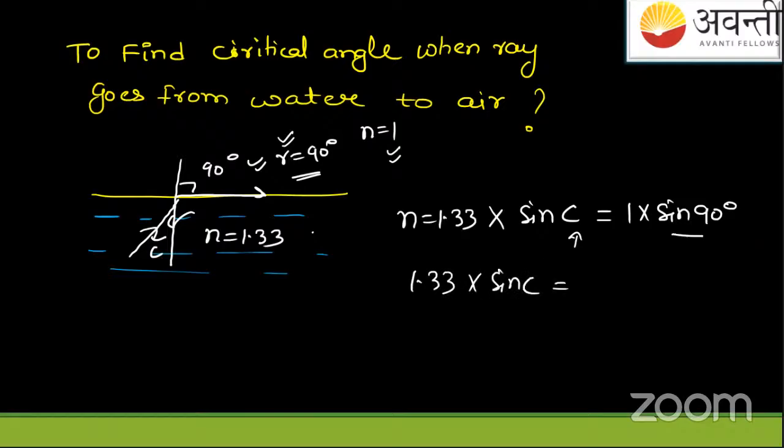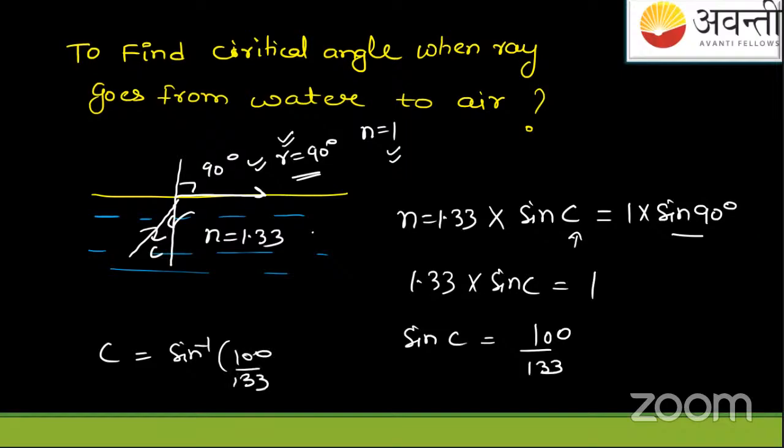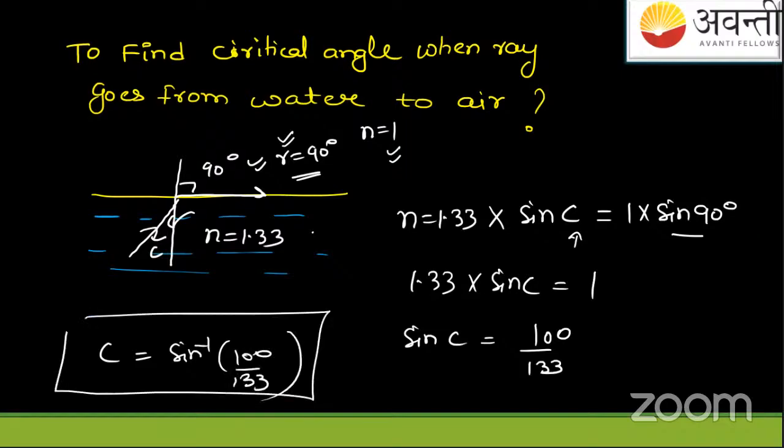Sine 90 degrees is 1 here. So we'll get the critical angle as sine inverse of 100 upon 133. Just solve it and you'll get the answer. This is the critical angle for the pair of water and air medium.